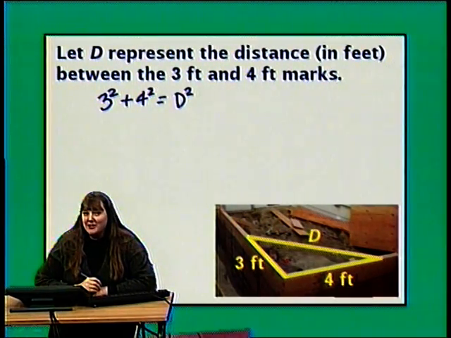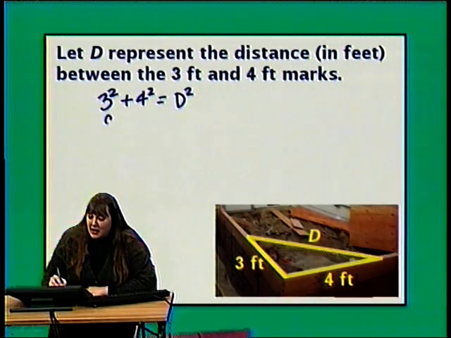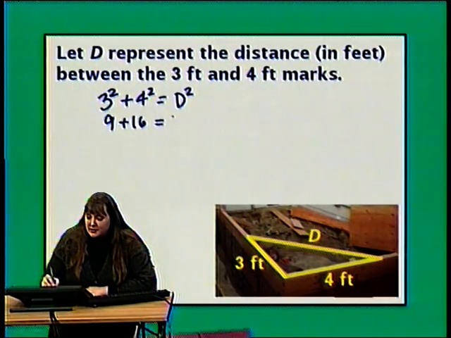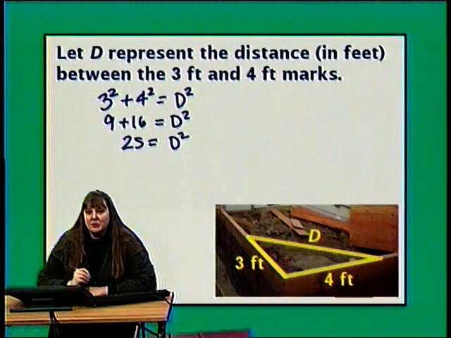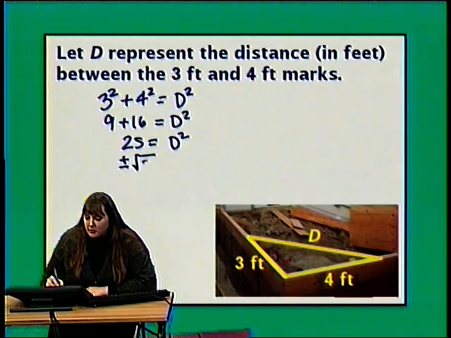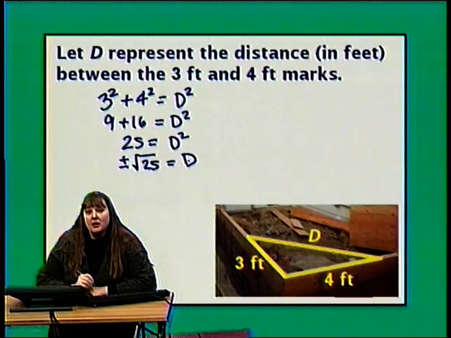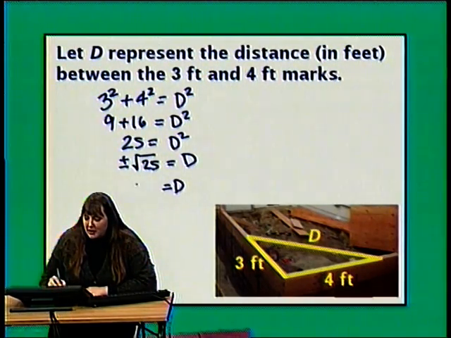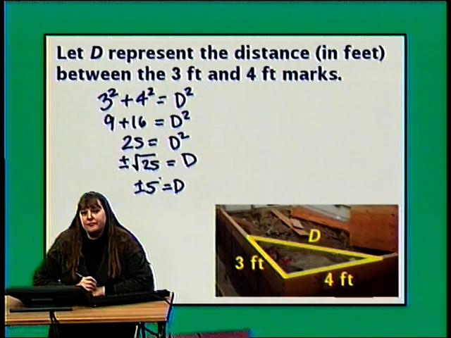Do you know what the answer is already? If you're thinking about those Pythagorean triples, you do. Let's simplify this. We have 9 plus 16 equals D squared, so 25 equals D squared. Using the square root property, D is going to have to be plus or minus the square root of 25, so D is plus or minus 5. Since D is representing a distance, though, -5 doesn't make any sense here. So we're going to choose D equals +5. I know that 3, 4, 5 is a Pythagorean triple, so I know that my answer checks here.